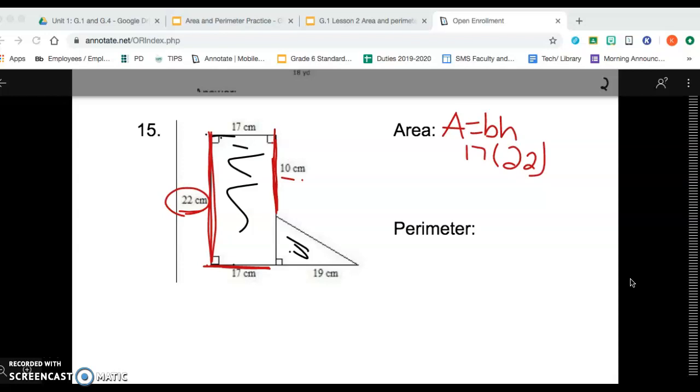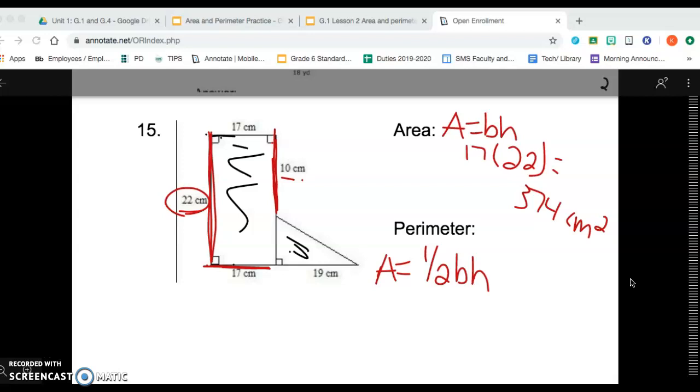17 times 22 gives me 374 centimeters, and remember it's going to be squared. Okay, so now we're going to find the area of the triangle. So remember, the area for a triangle is area is equal to 1/2 base times height.